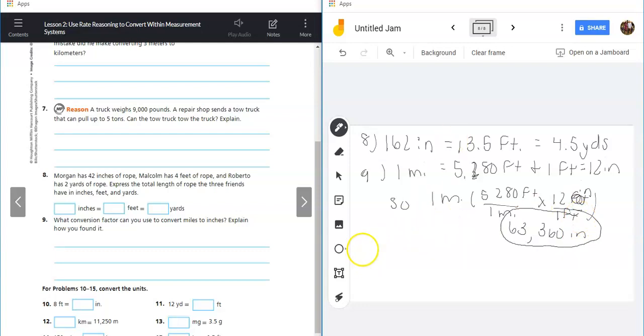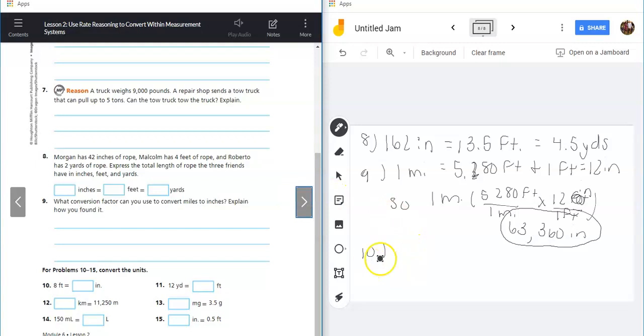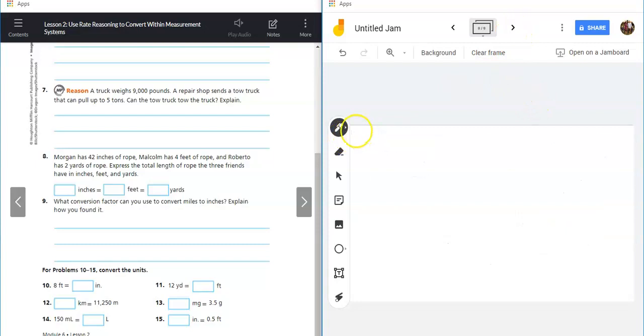Number 10. It says 8 feet equals blank inches. So I took 8 feet over 1. Feet need to be diagonal. There are 12 inches in 1 foot. My feet cross out. 8 times 12 is 96 inches. 11 is odd, so I'll just give you the answer. You should have gotten 36 feet. Number 12.